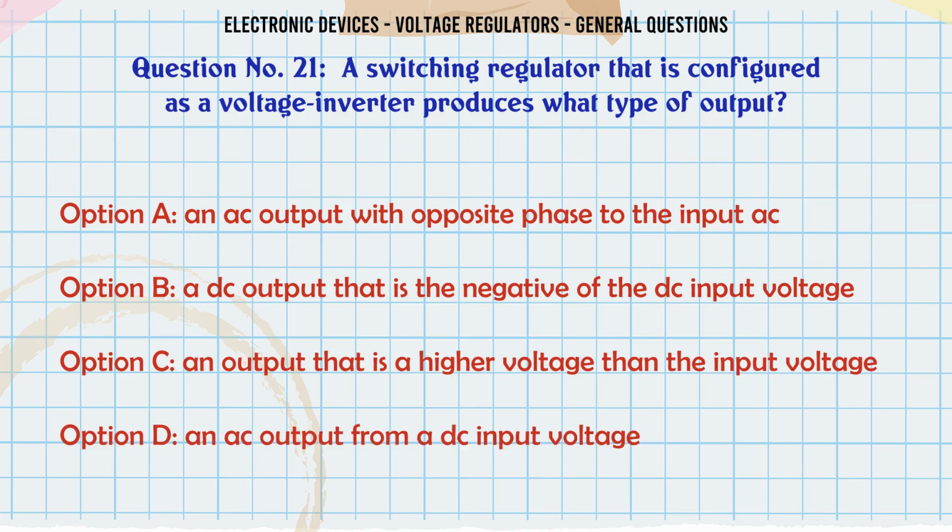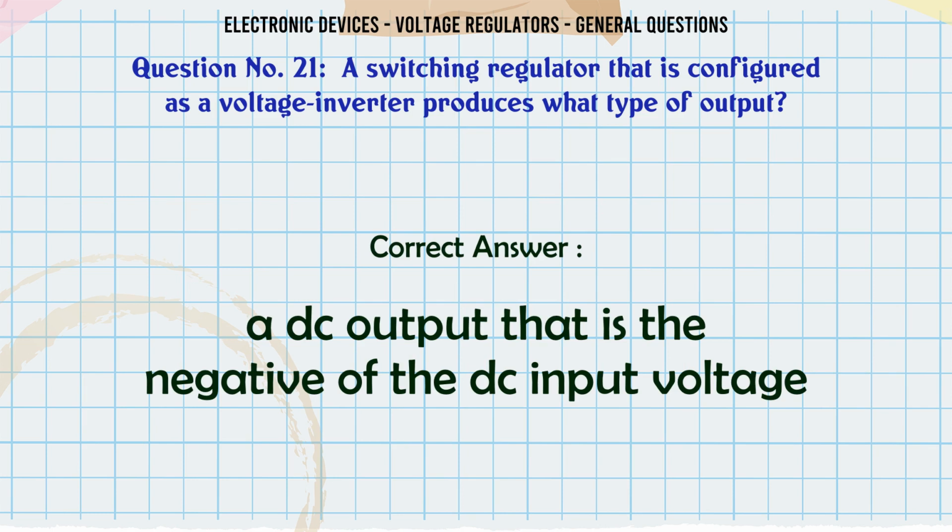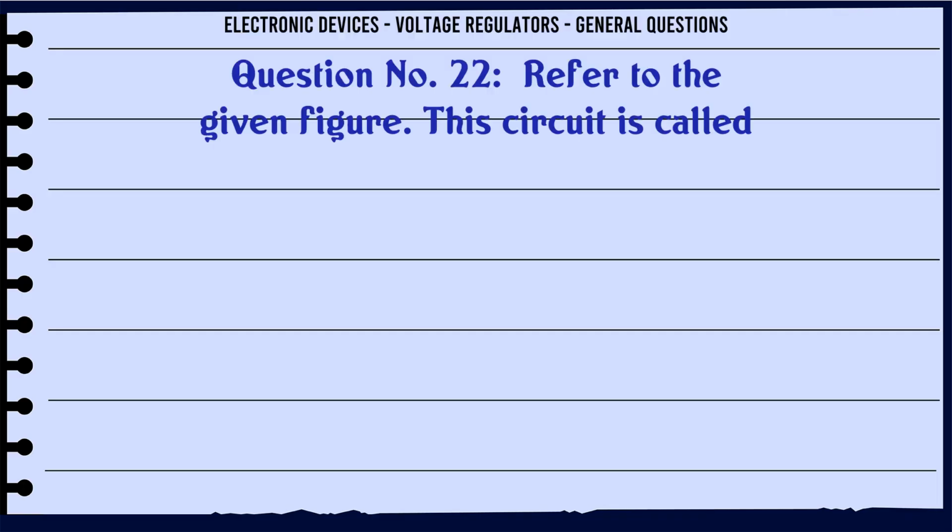A switching regulator that is configured as a voltage inverter produces what type of output? A. An AC output with opposite phase to the input AC. B. A DC output that is the negative of the DC input voltage. C. An output that is a higher voltage than the input voltage. D. An AC output from a DC input voltage. The correct answer is a DC output that is the negative of the DC input voltage. Refer to the given figure.